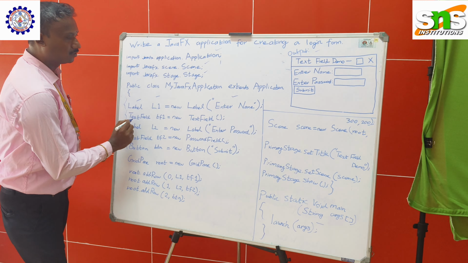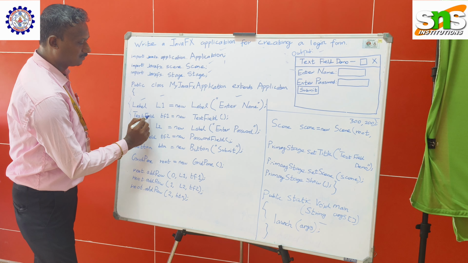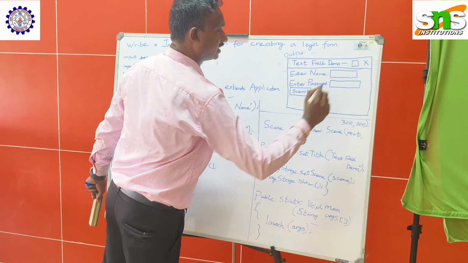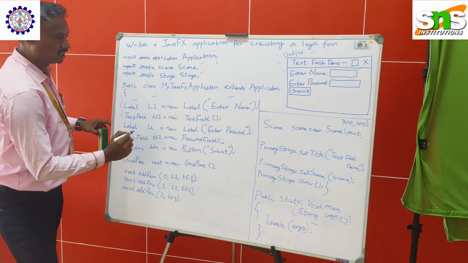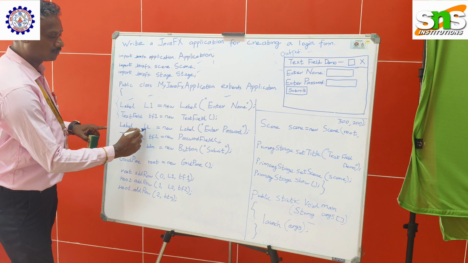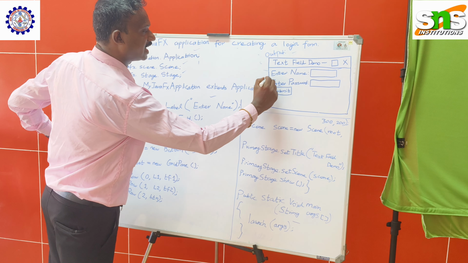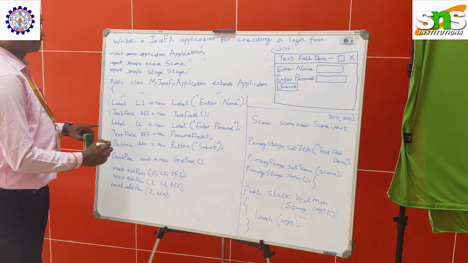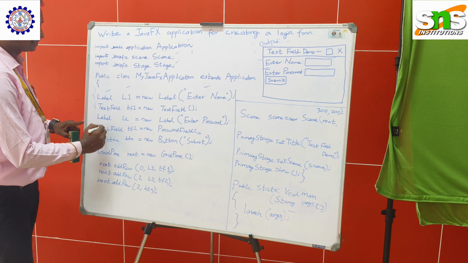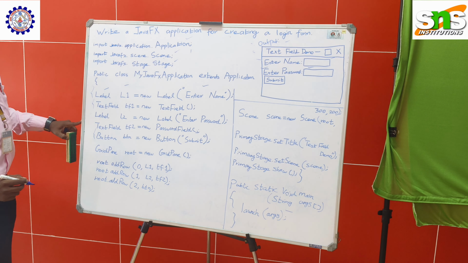Second, we have to create a text field. The class used is text field, with an object name, new text field. So now the text field is created. The third one, again we have created one more label, using the label class with the help of an object. That is named enter password. Correspondingly, we have created one more text field with the help of the text field class. Finally, we need to create a submit button.